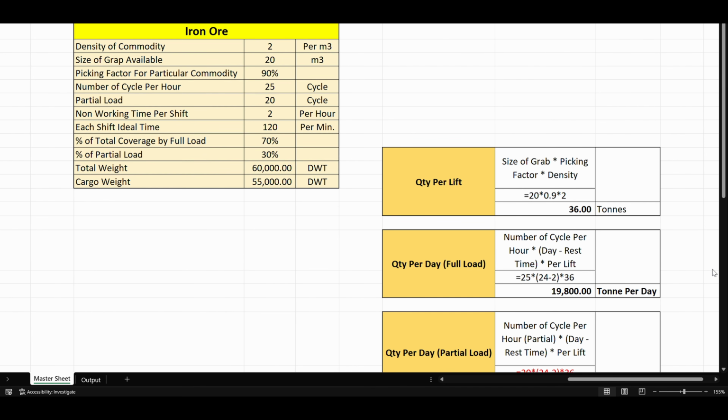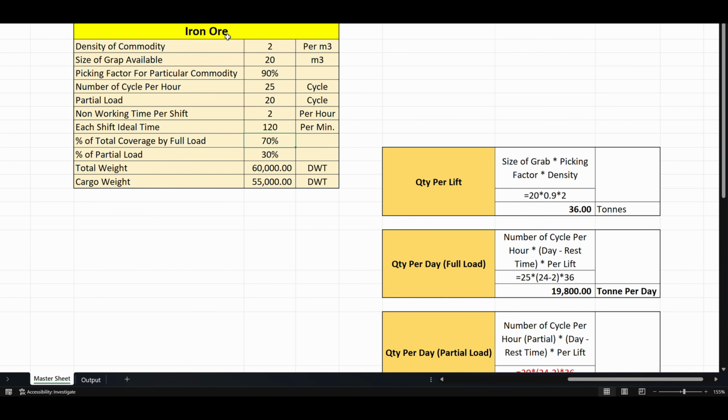I will solve a numerical on berth capacity for iron ore handling. Iron ore, the density of the commodity is 2 ton per m cube. The size of grab available is 20 m cube. The peaking factor for the particular commodity is 90%. Number of cycles per hour is 25 for full load, and 20 cycles for partial load. Non-working time per day is for maintenance break, 2 hours in a day, so 120 minutes.